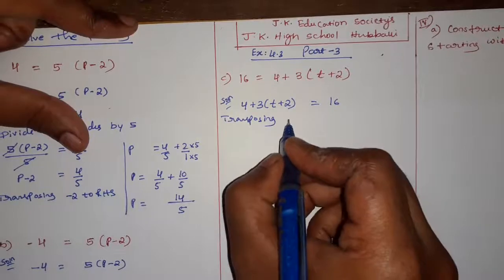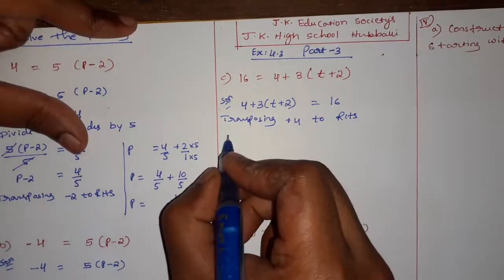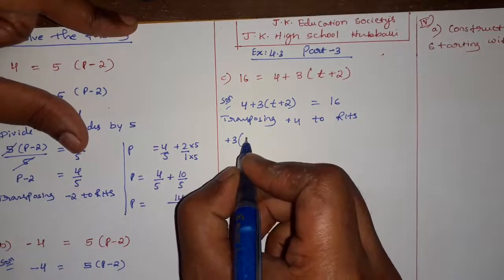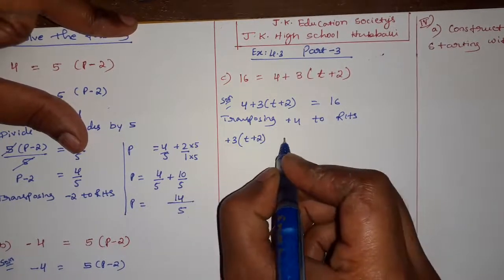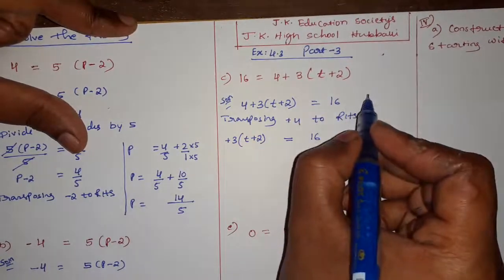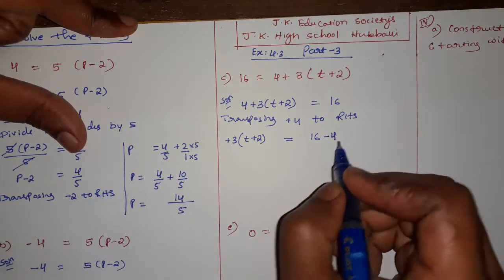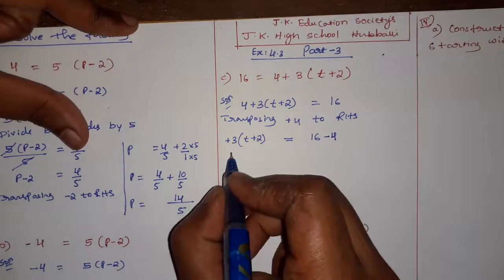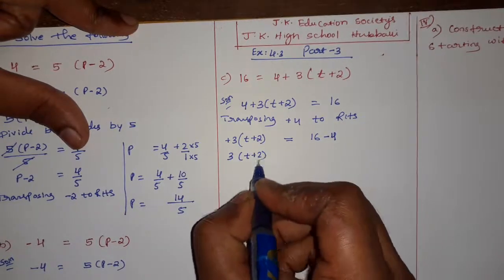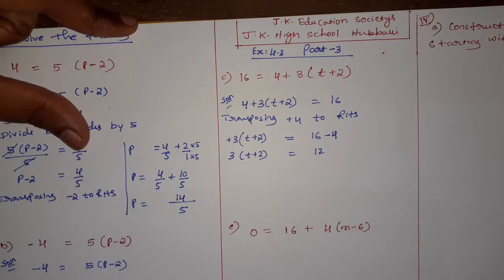Transposing plus 4 to the RHS. Therefore it will become, what remains here? Plus 3 into t plus 2 remains, and 16, this plus 4 will go to the RHS, it will become minus 4. Therefore 3 into t plus 2, 16 minus 4 will give you 12, right?